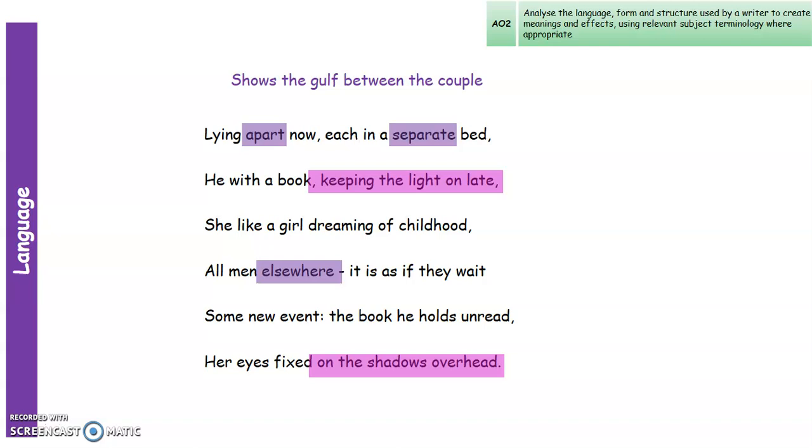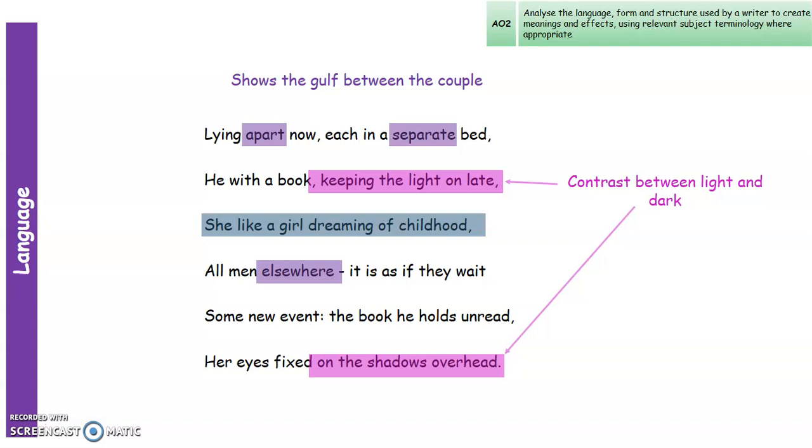We've also got him keeping the light on while he's reading, and her rolled over, possibly looking at the shadows overhead. So you've got a contrast between light and dark imagery here, and the contrast between the two.